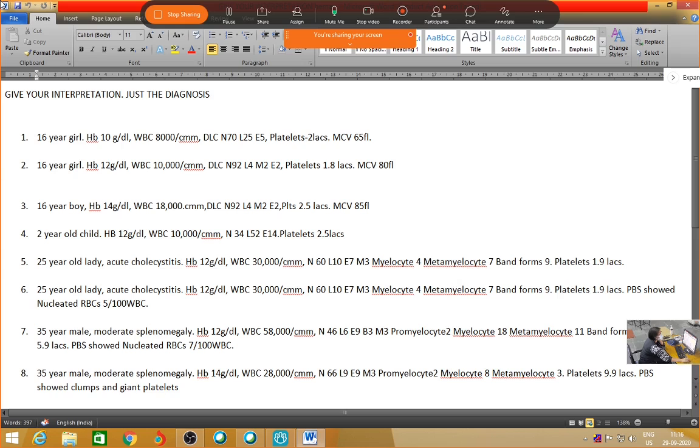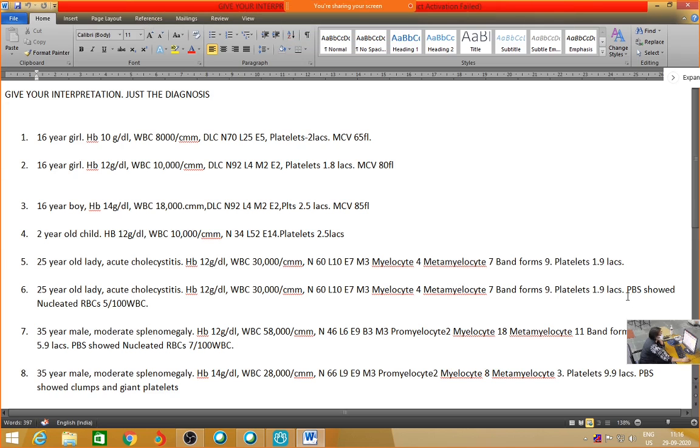Everything is the same as the previous one. So there is a leukemoid reaction. The only thing I've added here is that the peripheral blood smear also shows nucleated RBCs, 5 per 100 WBCs. Nucleated RBCs are basically immature RBCs.